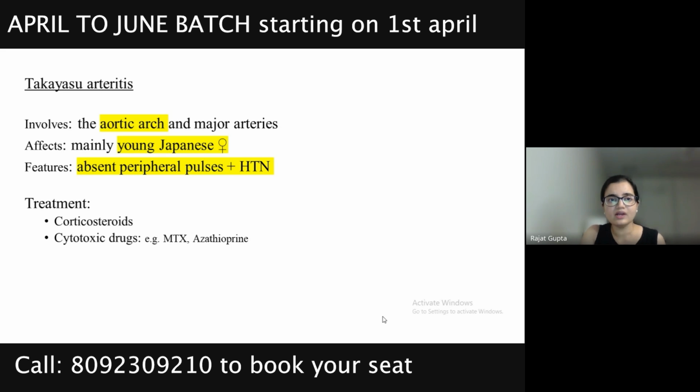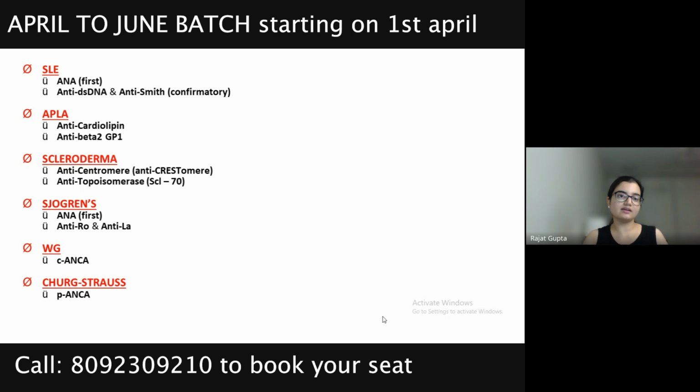Okay, now I've got the next slide, which is giving a summary of the serological tests that are positive in different conditions. So you guys have a look at this. SLE, we've already discussed that ANA will be positive. It's positive in a lot of other conditions, so it's not a specific test. But anti-dsDNA and anti-Smith, these are the ones which are more specific for SLE.